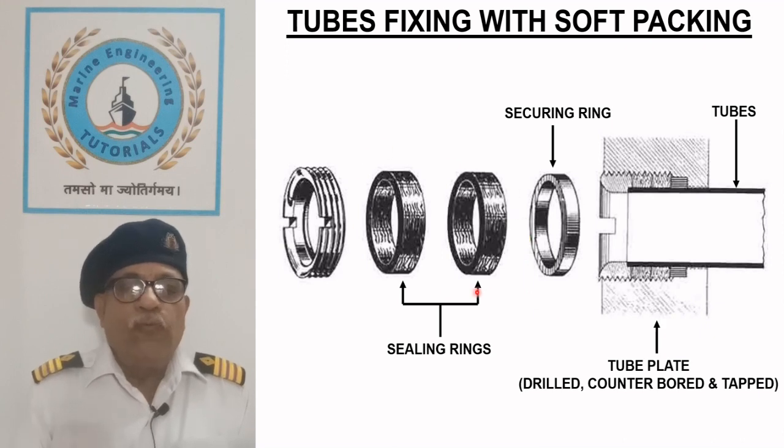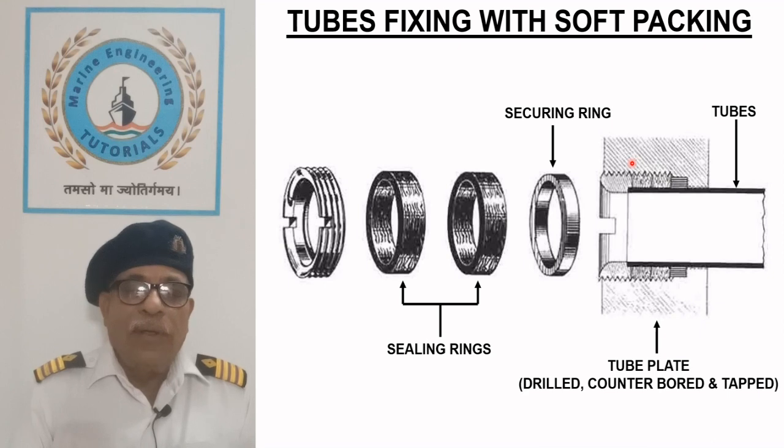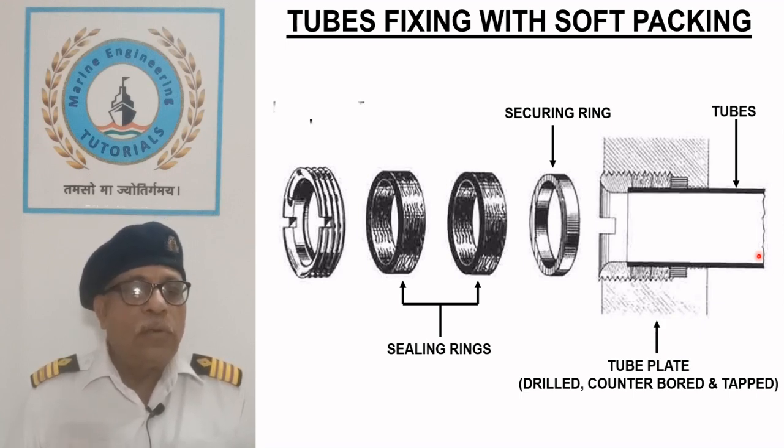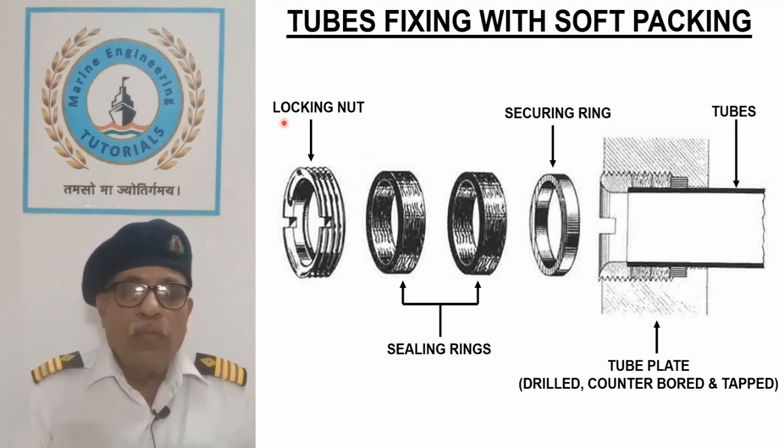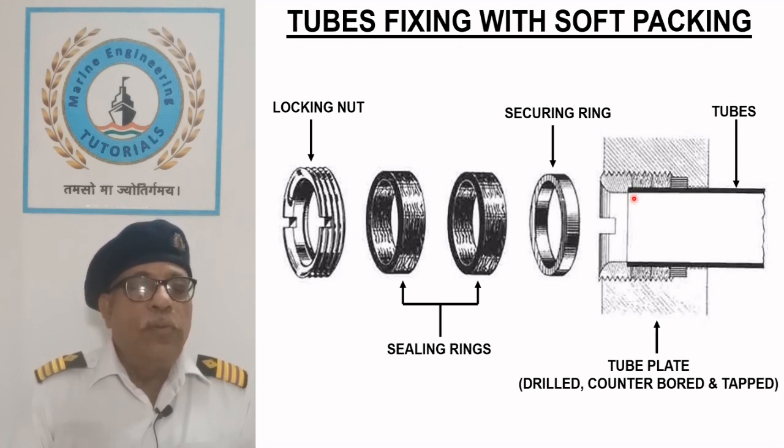Sealing between the two fluids contained in the shell and end cover is ensured by two seal rings on either side. Tubes are finally secured with a locking nut on either side of the tube. Tube expansion is facilitated by a floating tube plate.